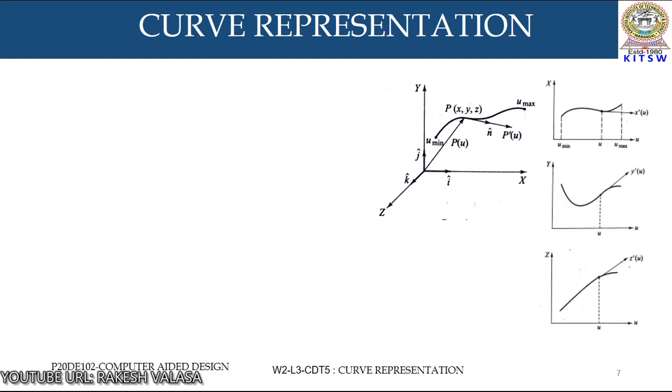Let us see here. Here I am showing the parametric representation of a three-dimensional curve, already explained in the previous slide. Here this is the one point P of x comma y comma z, and P dash of u is the tangent to this curve. Here I am showing in Cartesian space, this tangent in the x direction, x dash of u, this tangent in the y direction, y dash of u, and this tangent, z dash of u, is the tangent in the z direction.